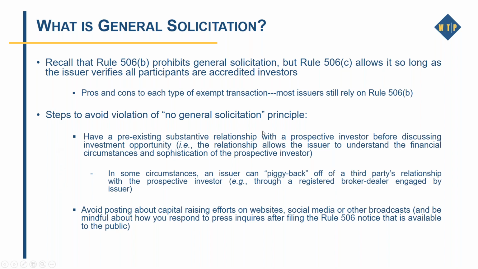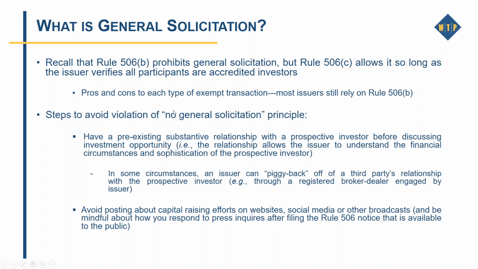So how do you avoid general solicitation? Mainly, you have to have some type of pre-existing relationship with the prospective investor. And that can be either a relationship you have personally, or you can sometimes piggyback on other third-party relationships. Like if you've engaged a broker dealer to help you sell and market your securities, if they've got a book, you can almost through proxy say, I've got a relationship with that person because my broker knows them, and we've got some prior dealings with those people.